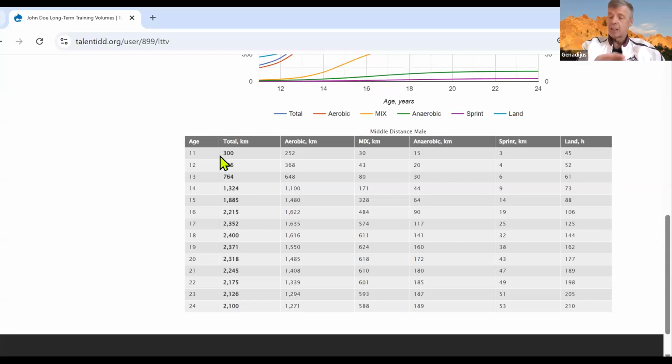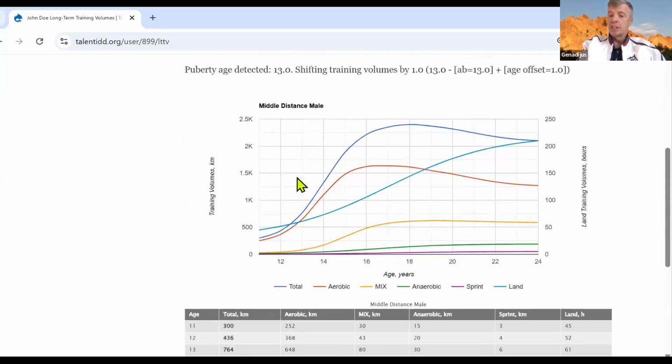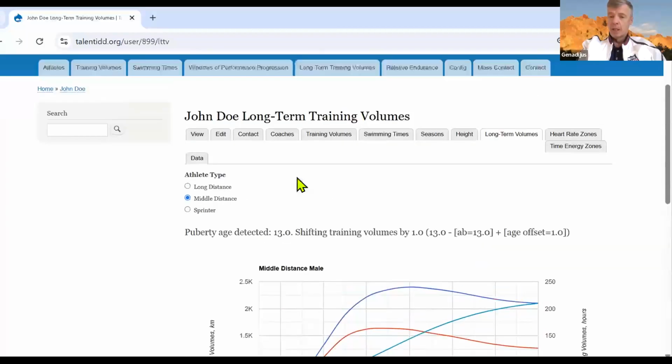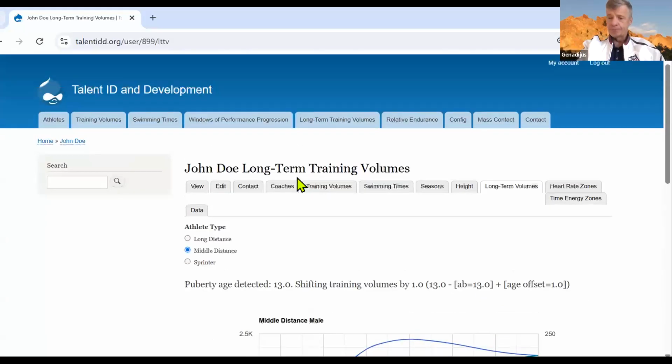So then software will detect your swimmer's puberty and tell what kind of training needs to be done from now on. So anyway, this is the presentation that I want to cover for you and show: talent ID and development database.